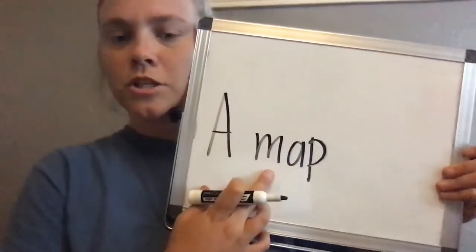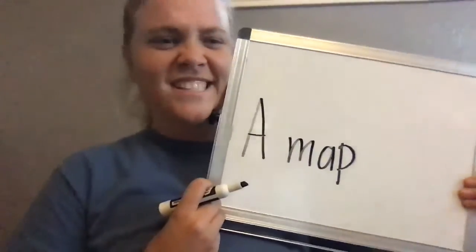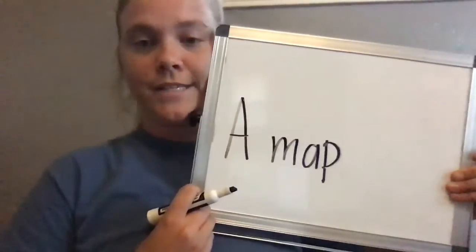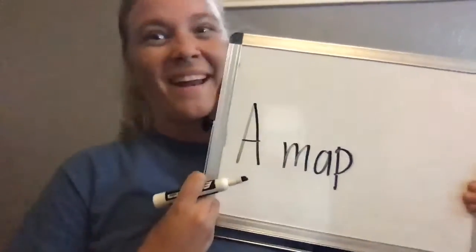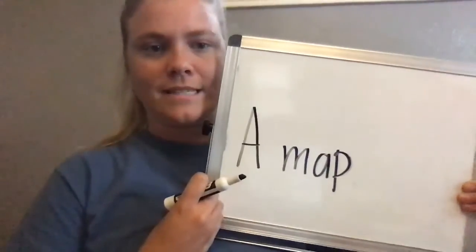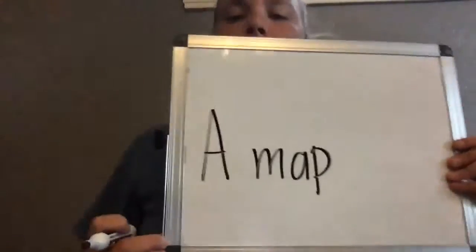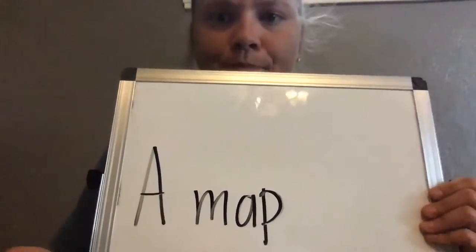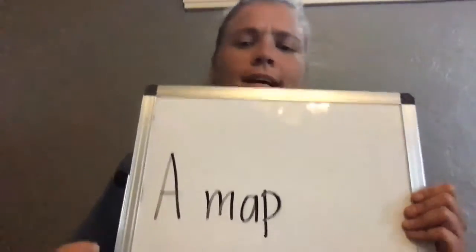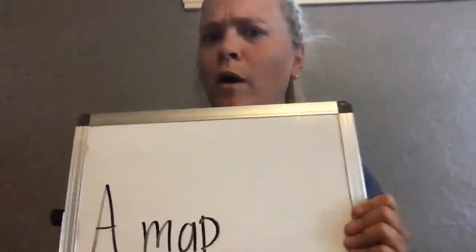All right, now I have this sentence, a map. And I want you to think to yourself, is this a complete sentence or not a complete sentence? A map. You're right, it is not a complete sentence. I wonder why it's not a complete sentence. If I read a sentence and I just said a map, well, we have to think to ourselves, what about that map?